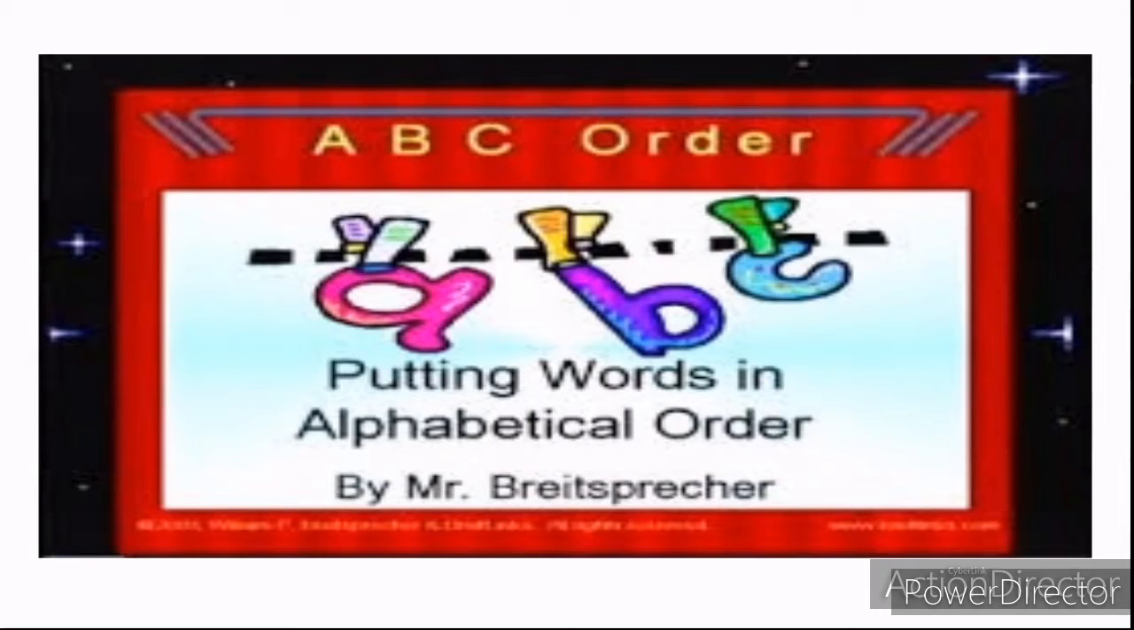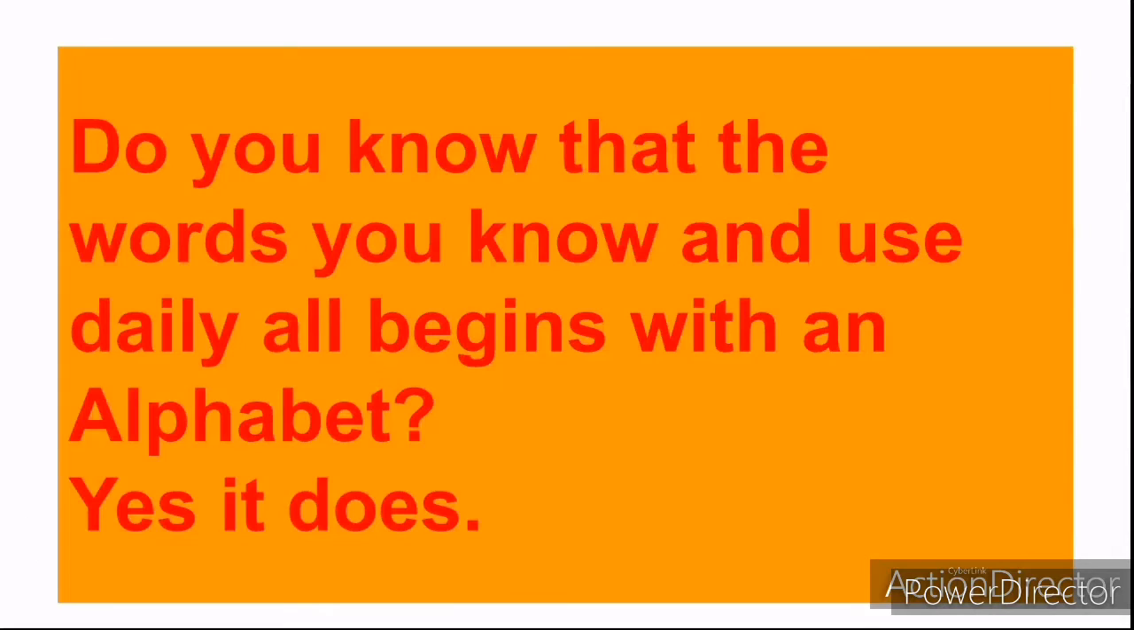Now, by putting words in alphabetical order, it means you arrange them just the way they ought to be, from A to Z. And I believe you should know your alphabet. There are 26 letters in the English alphabet. So we're going to be looking at how to arrange this alphabet in the right order.